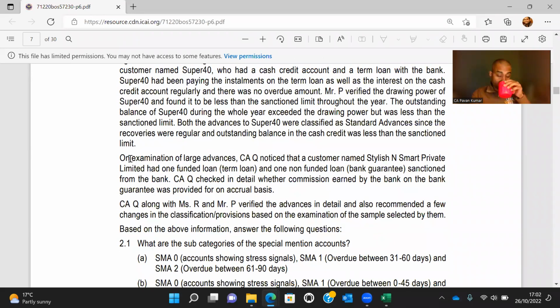On examination of large advances, CAQ noticed that the customer named Stylish and Smart Private Limited had one funded loan, term loan, and one non-funded loan, bank guarantee sanctioned from the bank. There is some problem in your mic, I guess. I'll read it. CAQ checked in detail whether commission earned by the bank on bank guarantee was provided for on accrual basis.